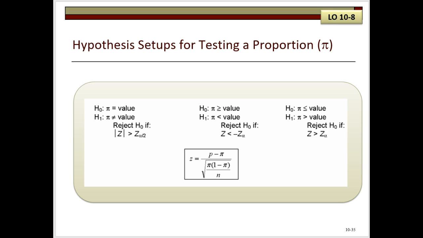The conditions are that n times pi and n times 1 minus pi are both at least 5. The equation found within the box is the formula for computing the z-statistic. In this formula, p is the sample proportion, pi is the hypothesized proportion, and n is the sample size.